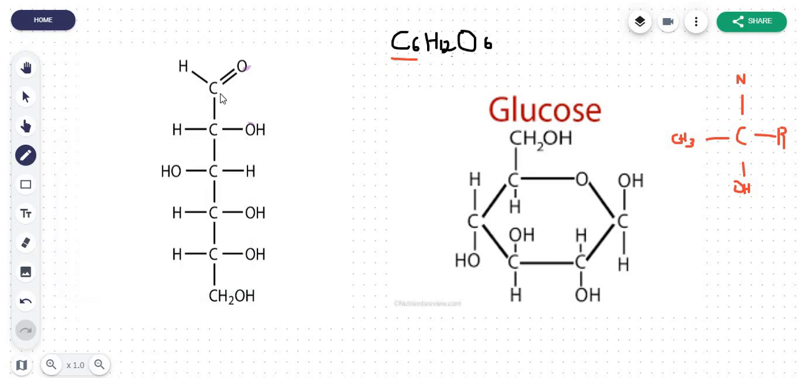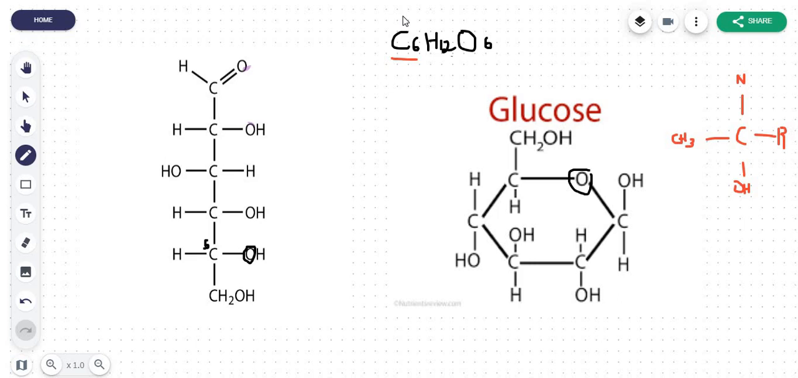Okay, so do you see that? 1, 2, 3, 4, wait, 1, 2, 3, 4, 5. This is carbon number 5, and this is the oxygen here. So this oxygen here comes here, right? Basically, we have 6 carbon atoms. So since there's 6 carbon atoms, we're going to draw a hexagon, right?